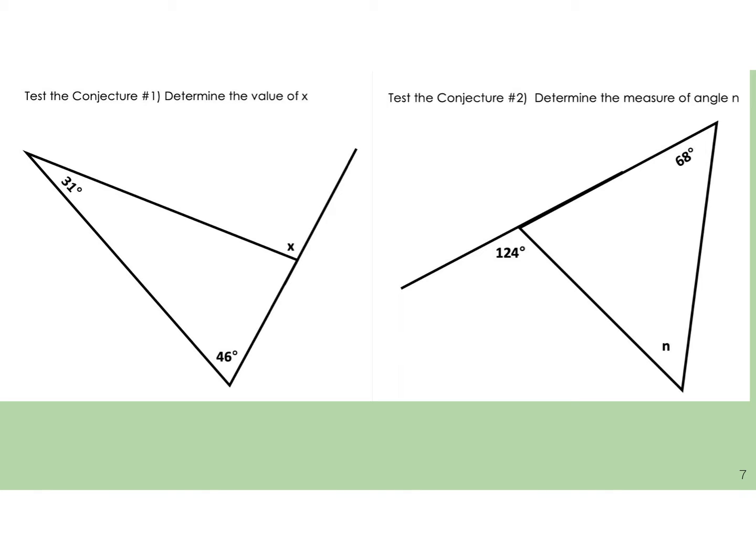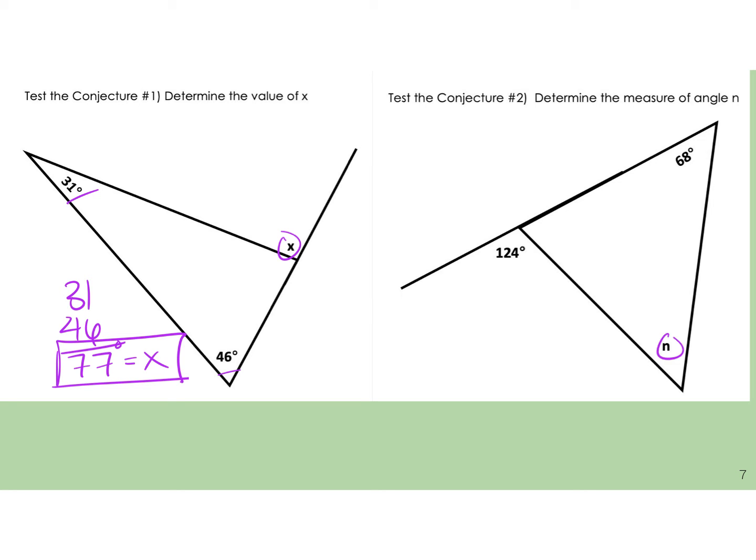So we're going to test out that theorem, that conjecture with these two problems. So what's the value of x? Well, x is an exterior angle. These are the two opposite interior angles. So if you add these together, it tells you that x equals 77 degrees.